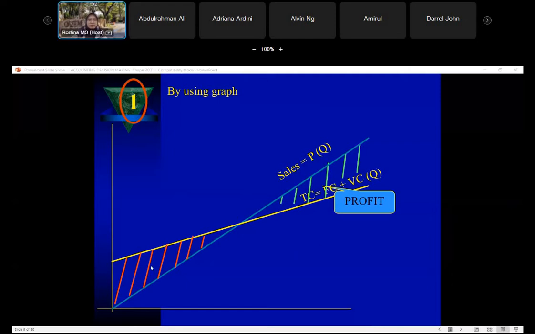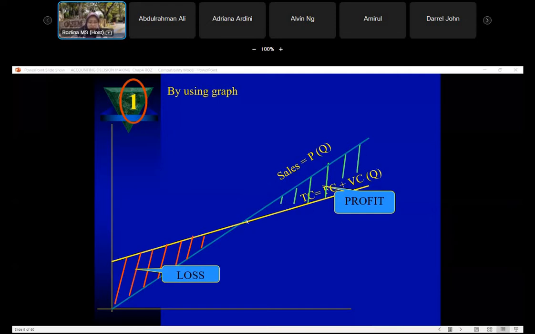This one is loss. Okay, how do you know this one is profit and this one is loss? By looking at this line, if the sales line is higher than the total cost, here is profit. And now you can see the yellow one, this one is total cost higher than sales, so this one is loss.